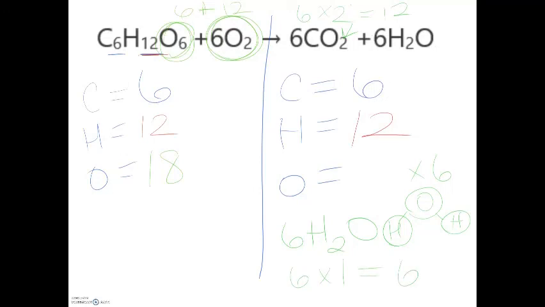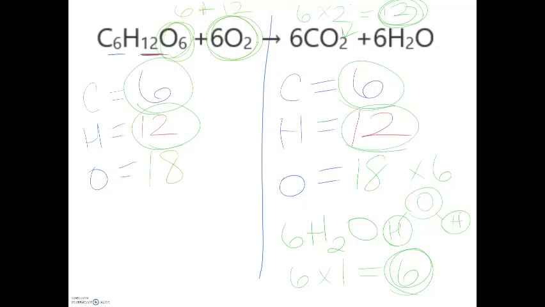Gives us 6. So we have 12 oxygen in the CO2, in all those 6 CO2 molecules, and we have 6 total in the 6 water molecules. So if we add those up, we have 18 oxygen, just like on the other side. So this equation is balanced because we have 6 carbon, 12 hydrogen, 12 hydrogen, 18 oxygen, 18 oxygen. This plus 6 is about the oxygen molecule down here, not that 18.